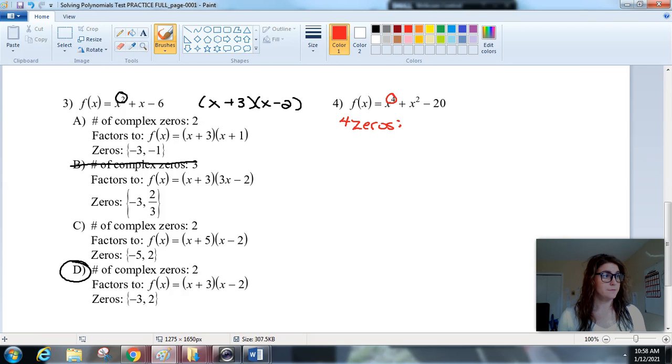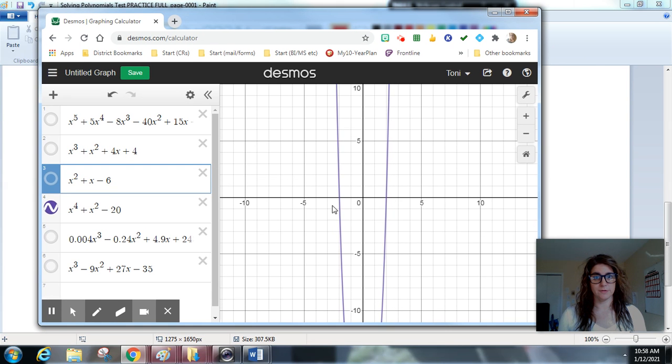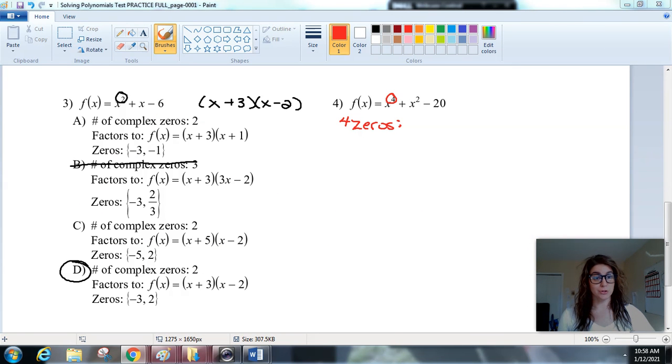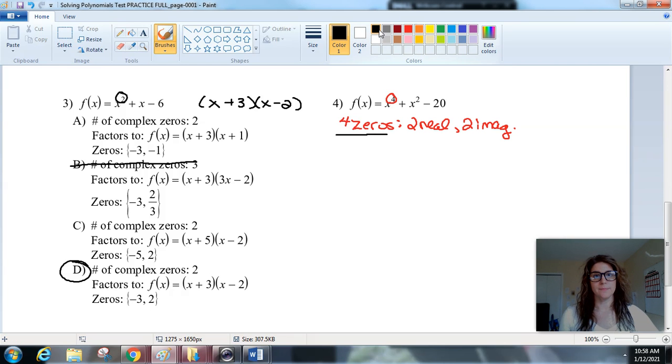I'm going to pull up my graph. And here's my graph. I can only see 2 of them, negative 2 and positive 2. So that tells me that there are 2 real and 2 imaginary. I don't believe I asked you for the breakdown. I think you only have to write the total possible, but just so you're aware of what they are. Again, from the graph, I was able to get negative 2 and positive 2. I'm going to use that.